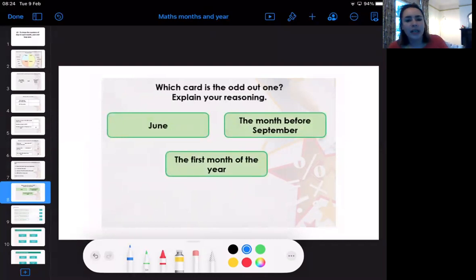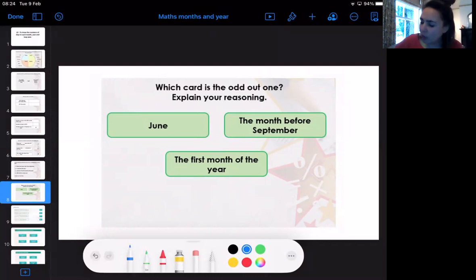Which card is the odd one out? Explain your reasoning. What I'd like you to do is think about how many days there are in the months that they're telling us about or giving us a clue about, and then see which is the odd one out. So pause the video and we'll have a go.